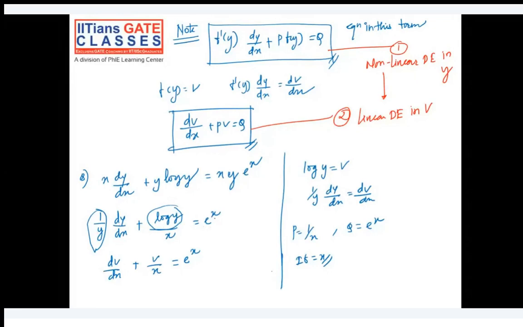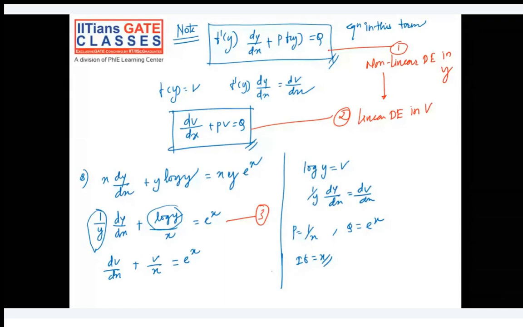Now, if you compare equation number 1 with this equation number 3 here, you can clearly see the differentiation of log y is 1 upon y. So p here is 1 upon x, and f of y here is log of y, whose differentiation is 1 upon y. So if you substitute log y equal to v, 1 upon y dy by dx will be your dv by dx. So this is your new equation, dv by dx.